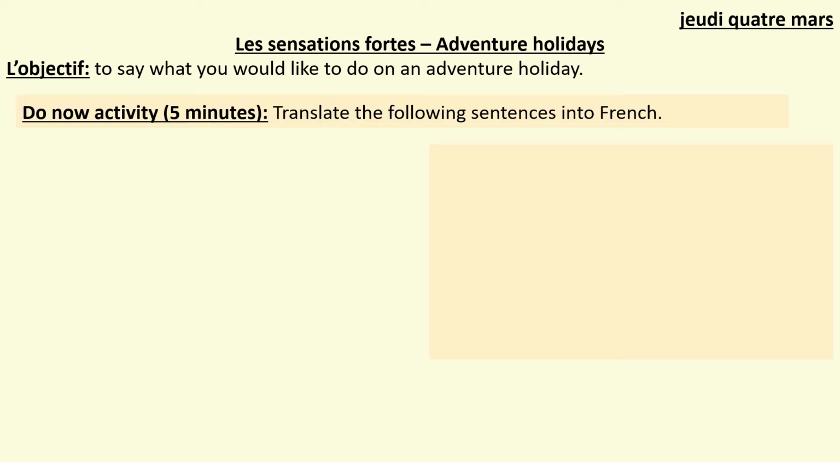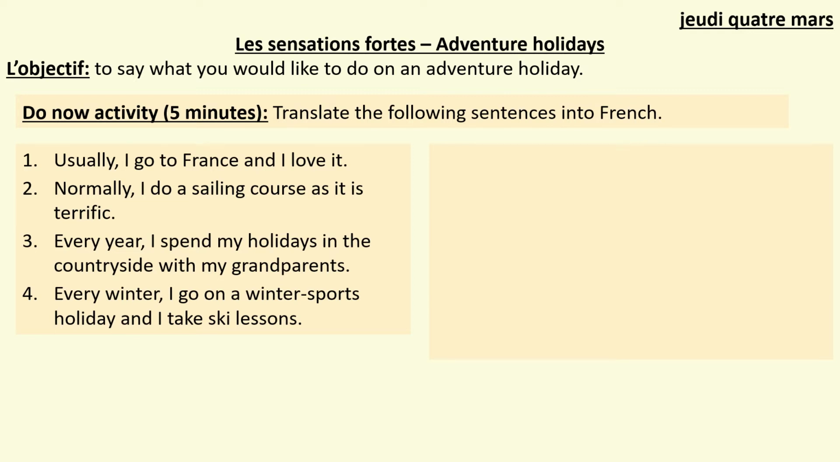Okay, your Do Now activity should take no more than 5 minutes. Translate the following sentences into French. So write down number 1, 2, 3, and 4. Just write the French, do not write down the English. When you're ready to check your French, then press play.